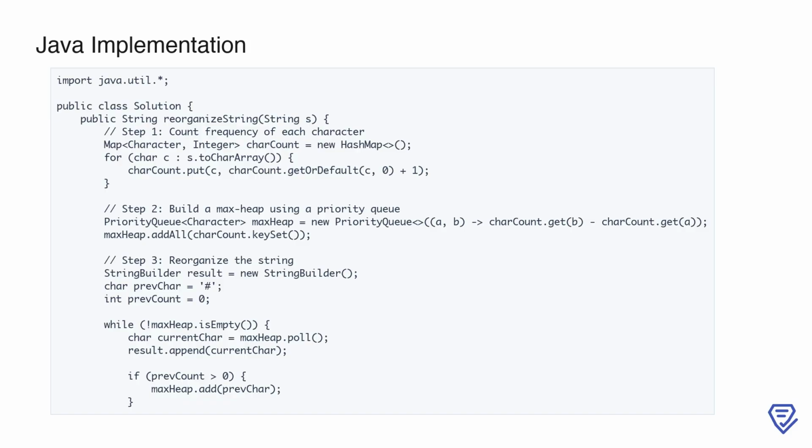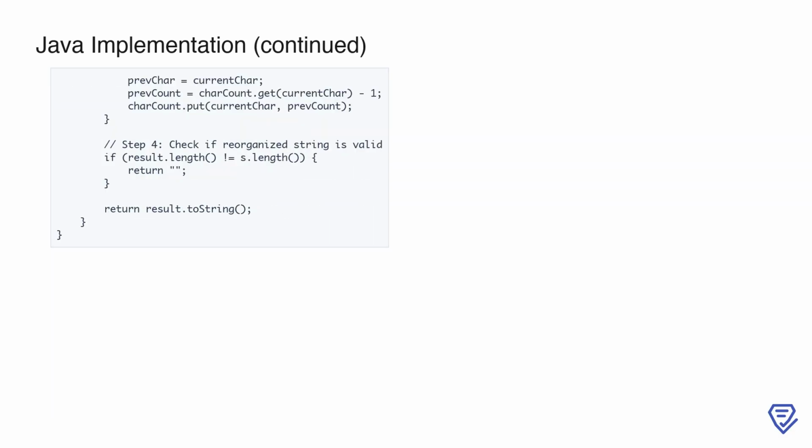These help us track the last used character and its remaining count, ensuring that no two adjacent characters in the result string are the same. Now, inside the while loop, we continue reorganizing the string as long as the max heap is not empty. We start by polling the character with the highest frequency from the heap and appending it to the result string.